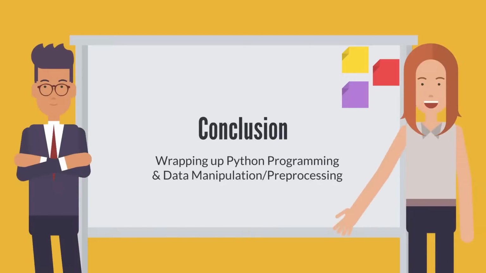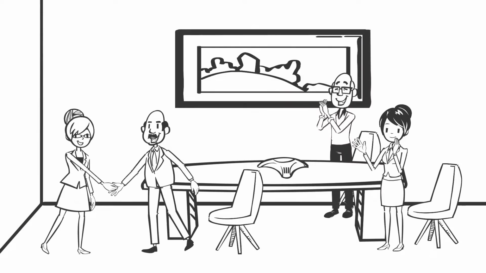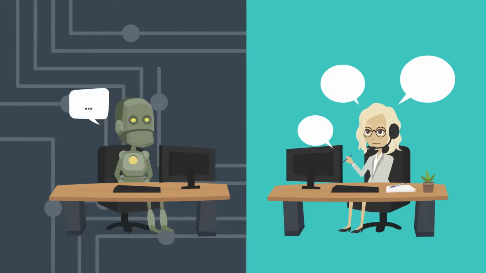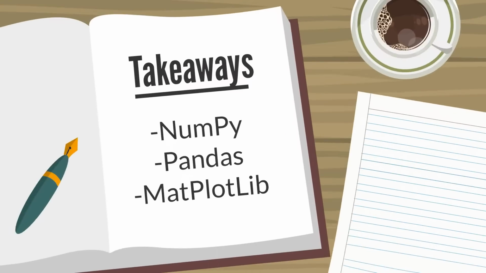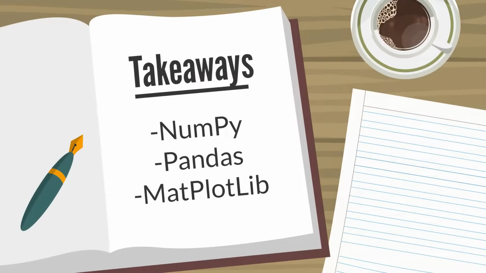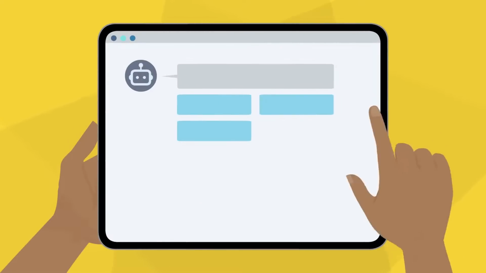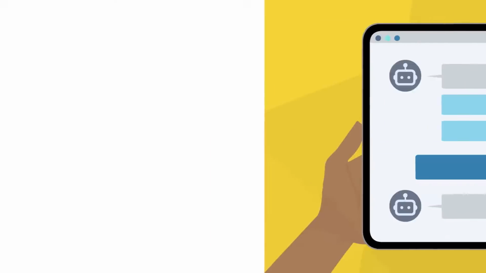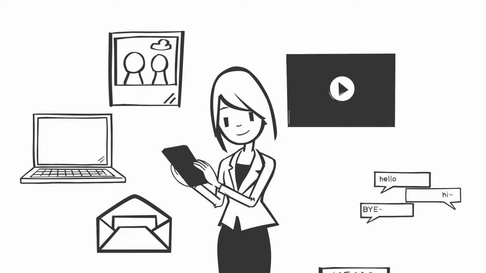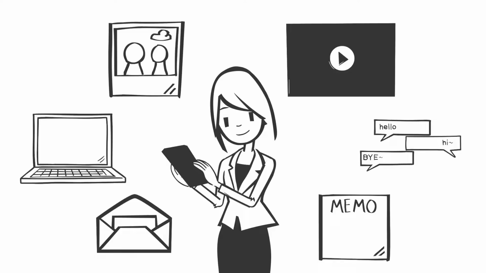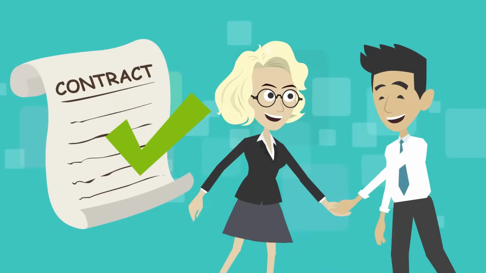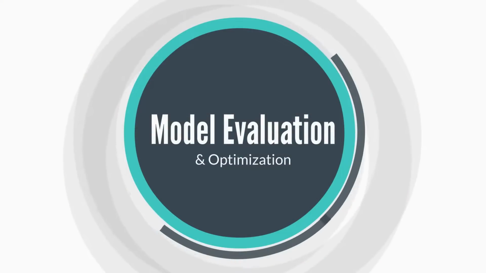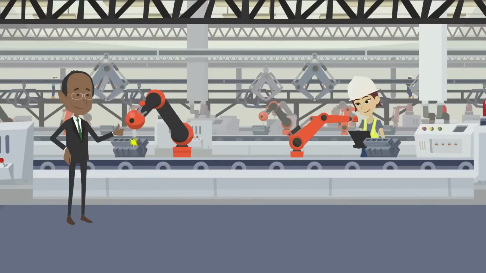In conclusion, Python programming and data manipulation/preprocessing are essential skills for creating and implementing machine learning models. Understanding Python programming concepts and libraries such as NumPy, Pandas, and matplotlib is crucial for data manipulation and visualization. Knowledge of data cleaning, data wrangling, and feature engineering is also important for preparing data for analysis and creating new features. Model evaluation and optimization are crucial steps in the machine learning process.